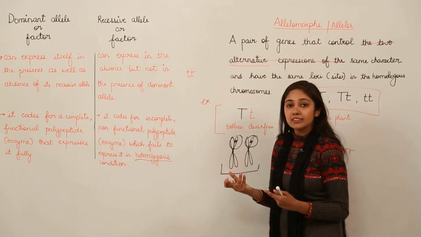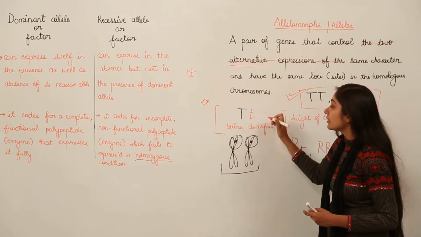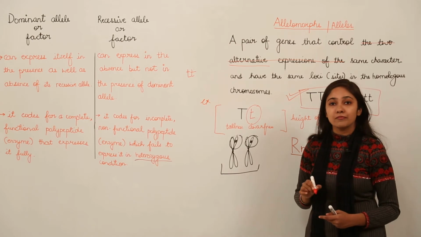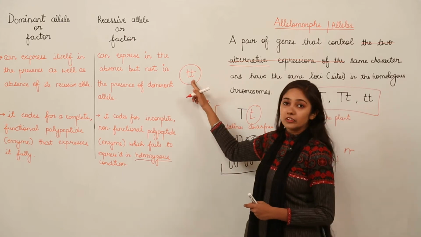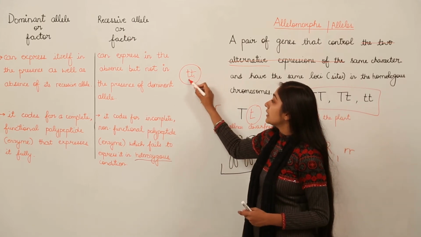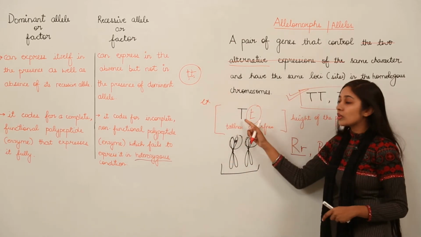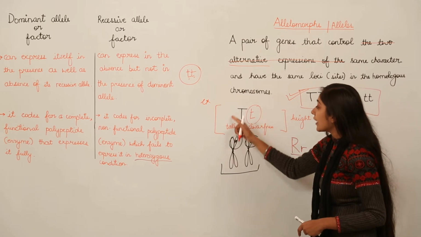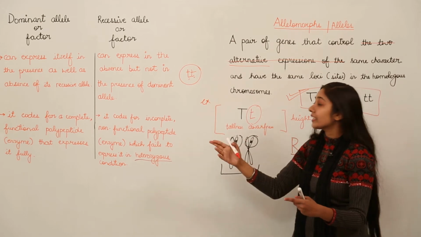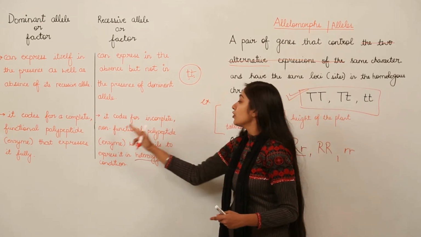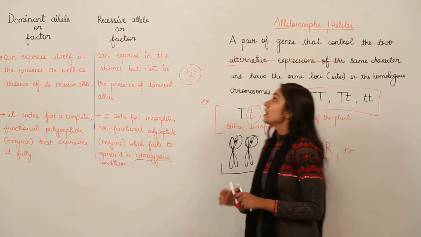So what is the heterozygous condition? This is the heterozygous condition. If there is a heterozygous condition, the recessive allele will not be able to express itself. It will only express in the homozygous condition. This is the homozygous condition because we have the same alleles. We have lowercase letter t, so these are homozygous, and this is heterozygous because we also have a dominant allele over here. So in this heterozygous condition, the recessive allele is not going to express itself because it encodes an incomplete non-functional polypeptide which fails to express in the heterozygous condition. So I hope now this is clear.